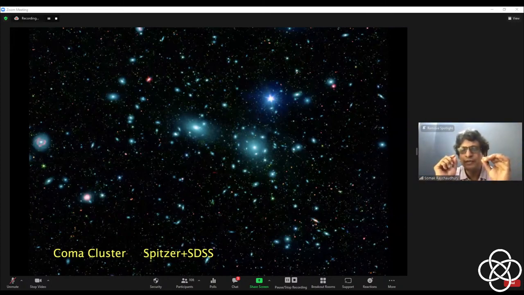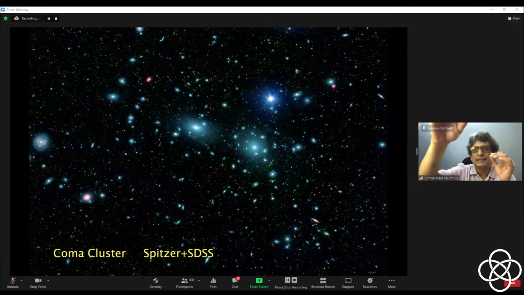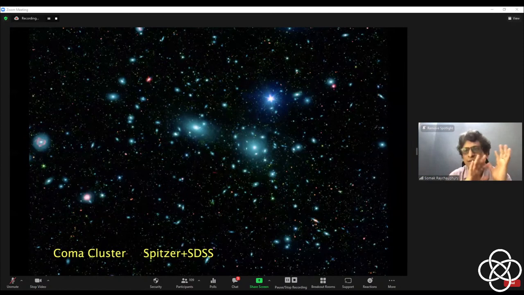When you're talking of gravitational lensing, which I'll talk about tomorrow, you're looking at lensing galaxies that are behind the cluster, very, very far away. They're not part of the cluster. Okay, so I'll talk about it too.